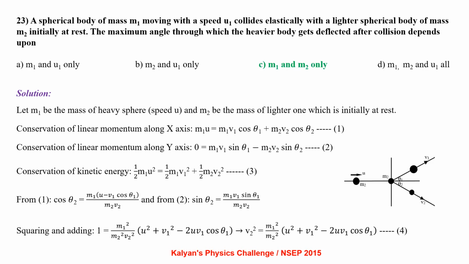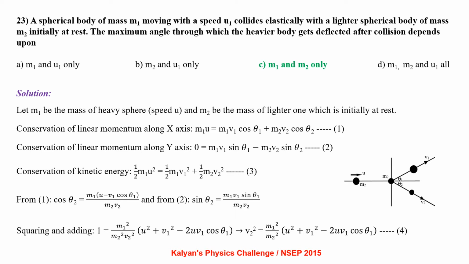A spherical body of mass m1 moving with speed u1 collides elastically with a lighter spherical body of mass m2 initially at rest. The maximum angle through which the heavier body gets deflected after collision depends upon: this is a little bit lengthy derivation. Let m1 be the mass of the heavy sphere and m2 be the mass of the lighter one which is initially at rest.